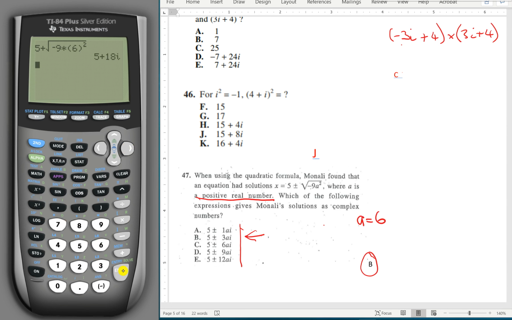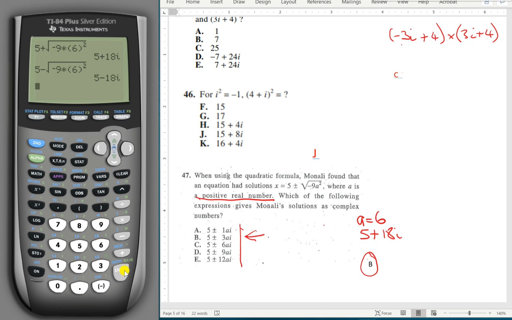So that comes to, when it's positive, it's 5 plus 18i. Alright, we've got number 1. But we also have to do the negative. So we're going to do 5 minus the square root of negative 9 times, open parentheses 6, close parentheses, over there for the squared, just move it over, press that.